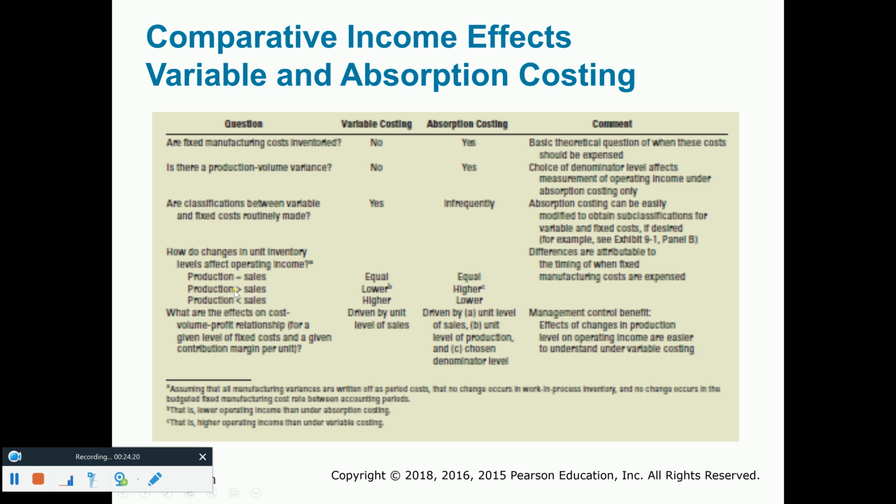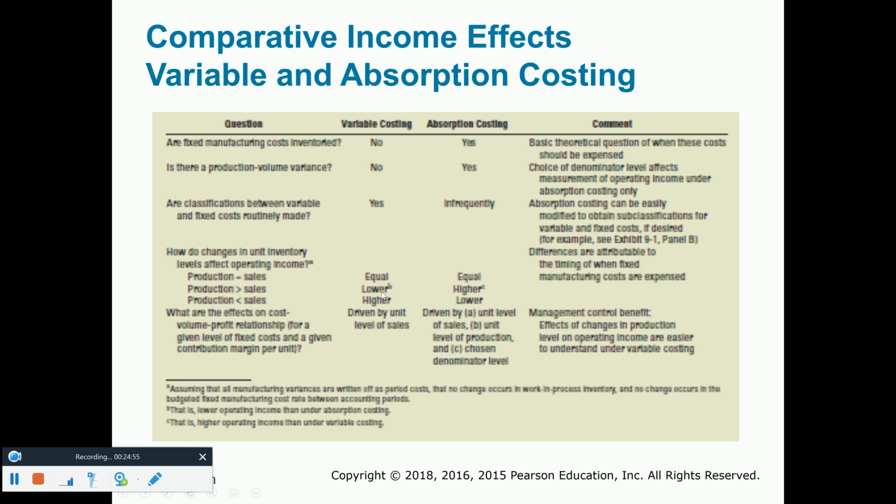When we produce more than we sell, meaning because we produced more than we sold, we're going to have extra inventory items on the shelf at the end of the year. And remember, on that shelf, some of the fixed manufacturing cost is on that shelf, meaning it's on the balance sheet. Therefore, the operating income is going to be higher for the absorption costing, because remember, the fixed cost remains with the inventory. And if it's still sitting on the balance sheet, still sitting on the shelf, it didn't flow through to the income statement just yet.